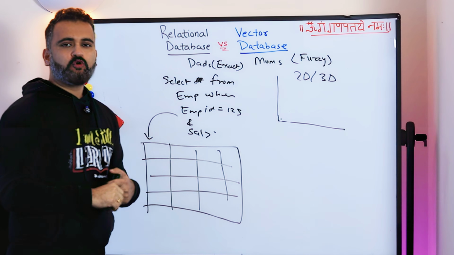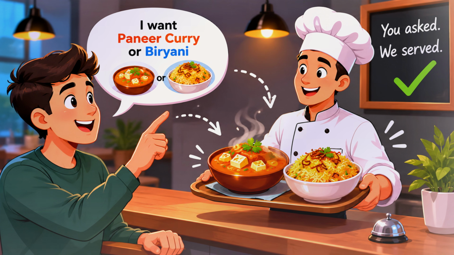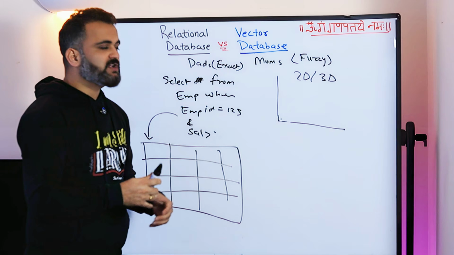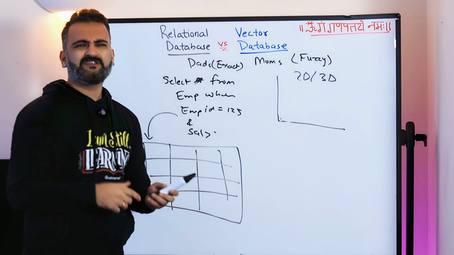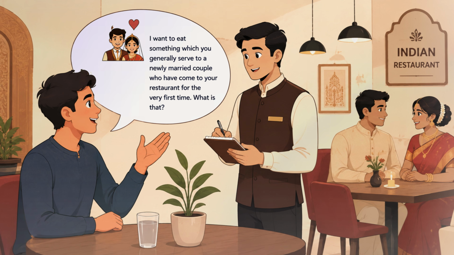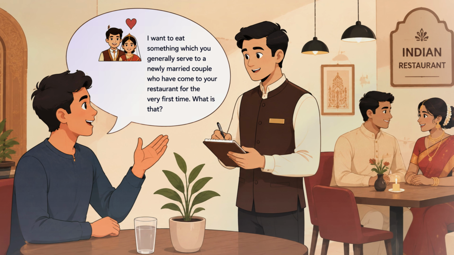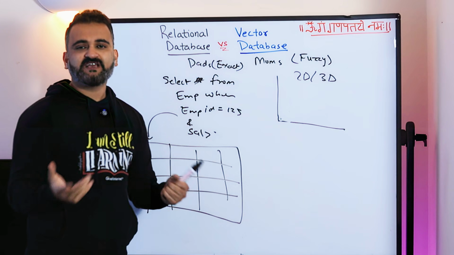For example, you go to a shop and you tell them that I want to have a paneer curry or a biryani, and then that would be served to you. But what if you go to an Indian restaurant and say I want to eat something which you generally serve to a newly married couple who have come to your restaurant for the very first time? What is that? Now that's a very subjective thing, right?